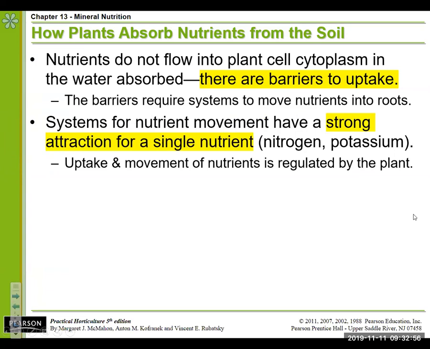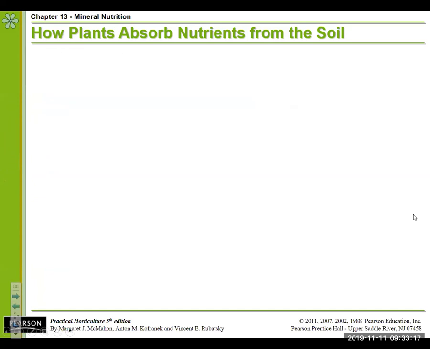So generally, an important thing to recognize is that there is a strong attraction for each nutrient that a plant needs. And there are different systems that regulate how those nutrients are actually taken up and absorbed and used by the plants for each nutrient.